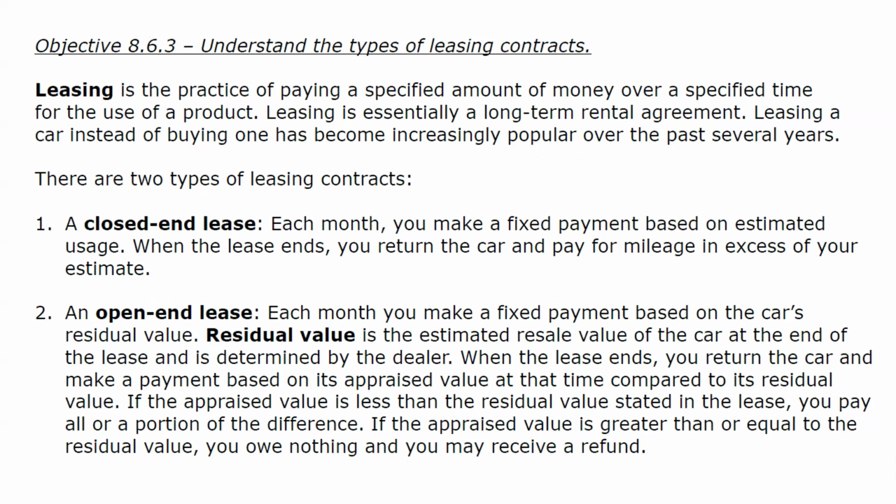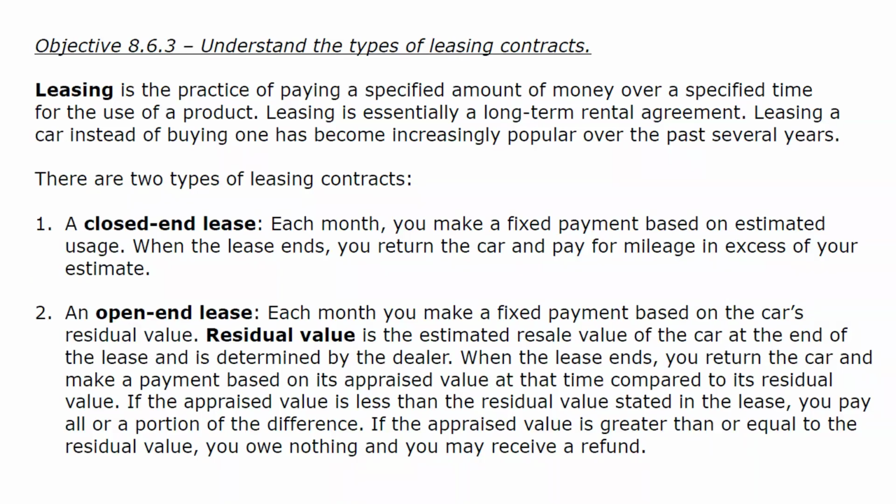Objective 3, understand the types of leasing contracts. So leasing is the practice of paying a specified amount of money over a specified time for the use of a product. Leasing is essentially a long-term rental agreement. Leasing a car instead of buying one has become increasingly popular over the past several years, and there are 2 types of leasing contracts. The first one is a closed-end lease. For this, each month you make a fixed payment based on estimated usage. So when the lease ends, you return the car and then pay for mileage in excess of your estimate.